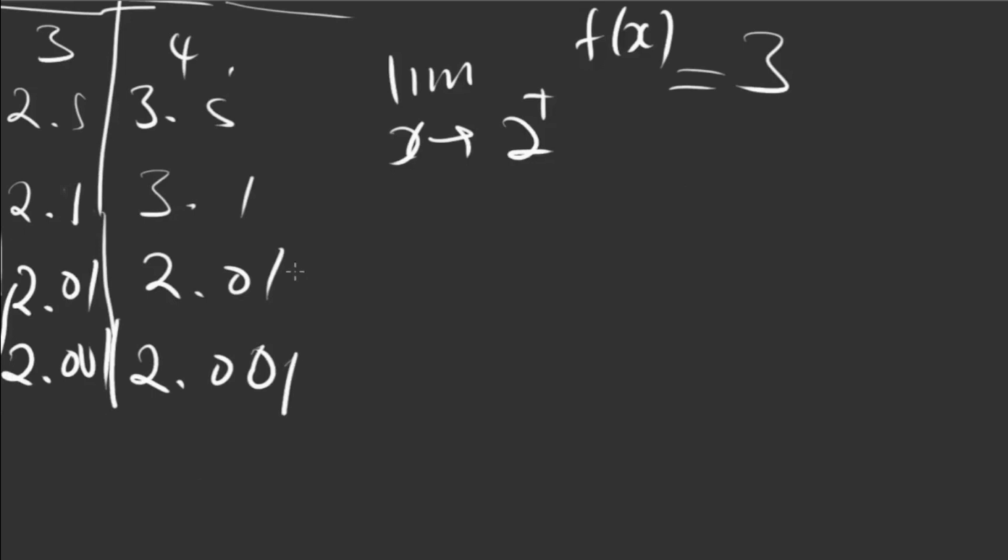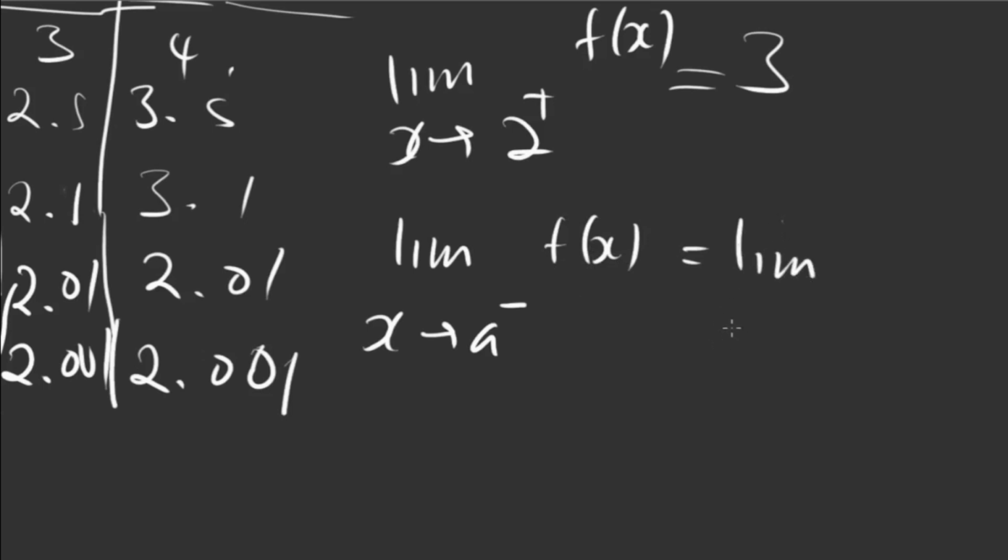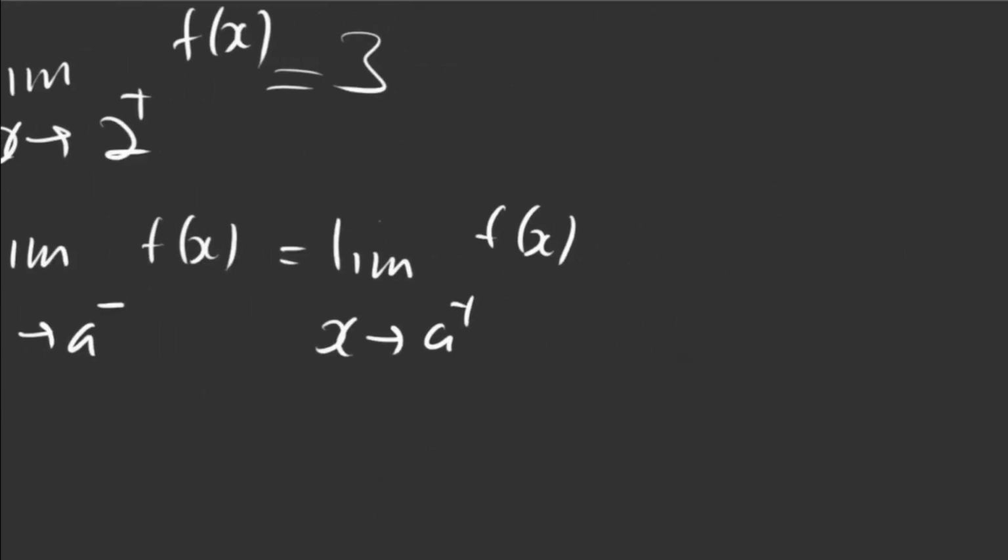This gives us: when the limit of f of x is equal to L, if something like this happens, then the limit is equal to a. That means the limit exists and is equal to L.